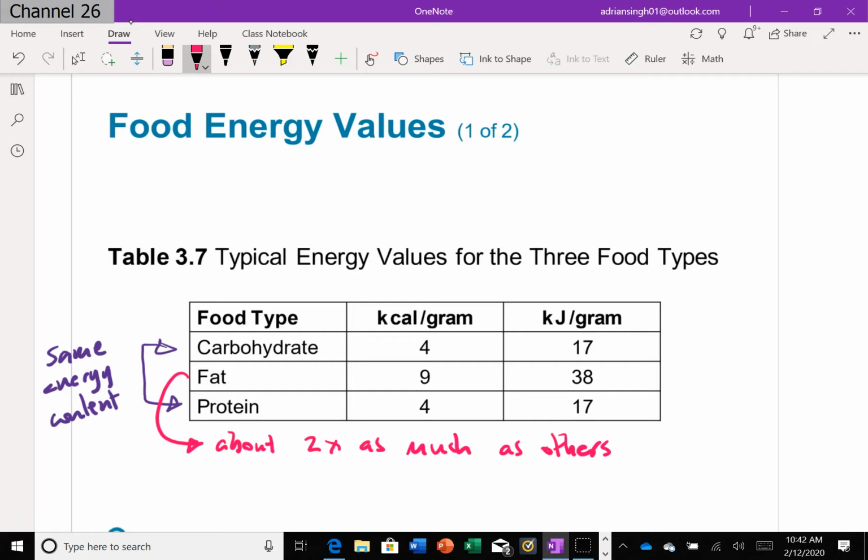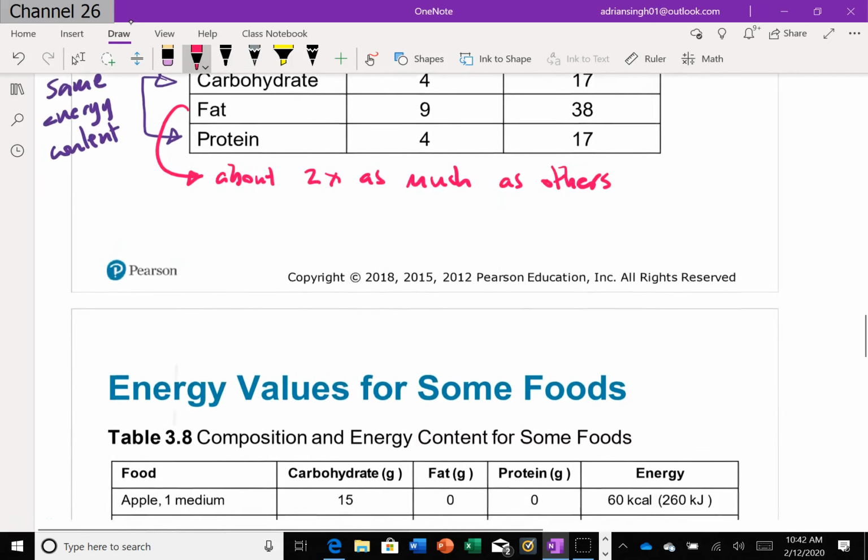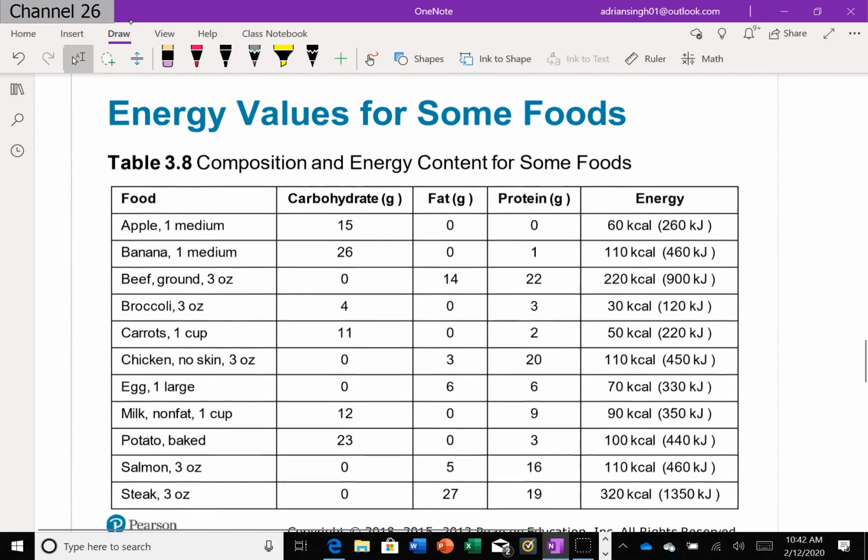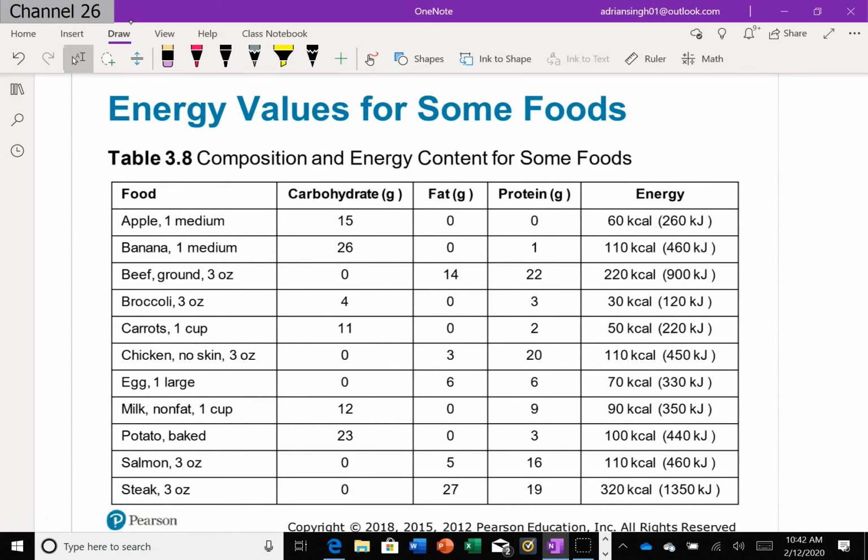As the others. And the reason for that has to do with how the fats are actually broken down. And when we get to metabolism down the road, we'll see how the digestion or the breakdown of fats varies tremendously from the other two. That leads to the difference in energy content for the different types of foods. So needless to say, foods that have different amounts of carbohydrates, fats, or proteins are going to have different amounts of energy associated with them.